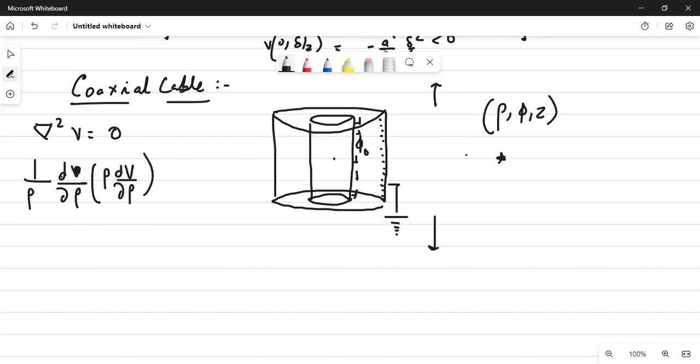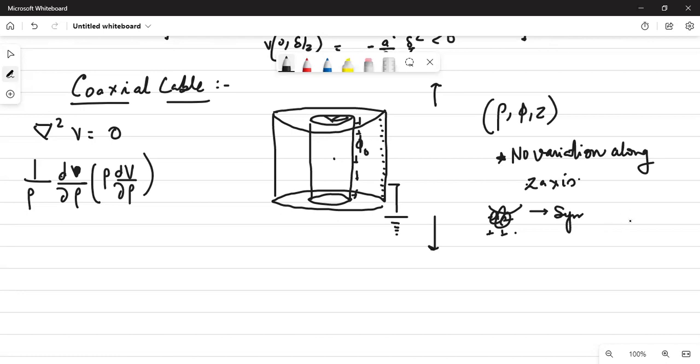And since the charge is distributed uniformly, there is no variation along the z-axis. Further, you can see that these charges are actually distributed on the surface itself, uniformly on the surfaces. So if I just move around with respect to phi, I will find an equal distribution. So there's also a symmetry along phi. The only thing you can think is that this potential is only dependent upon rho.